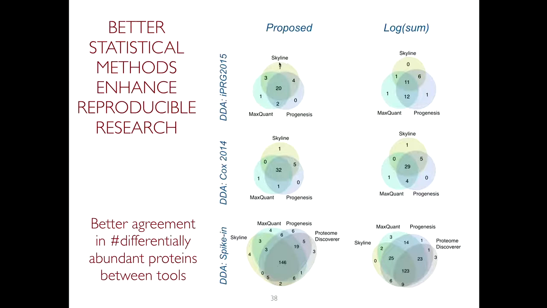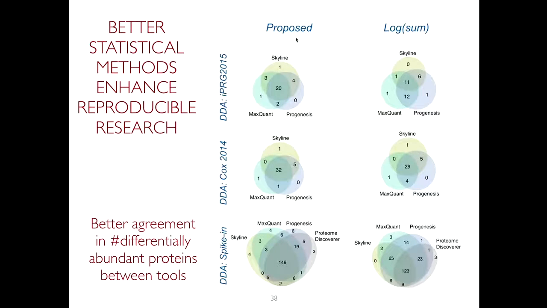So these are 3 DDA spike-in mixtures for which we know what proteins and which comparisons have true changes. And we looked at the intersection of detection of differentially abundant proteins among the true changes among data processing tools. So here we see that if we use, let's say, the log of sum quantification, and we process these data sets with 3 tools, only 11 proteins are found by all the tools.